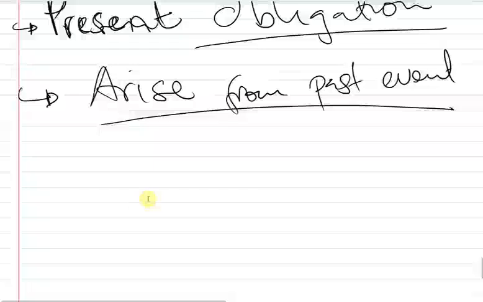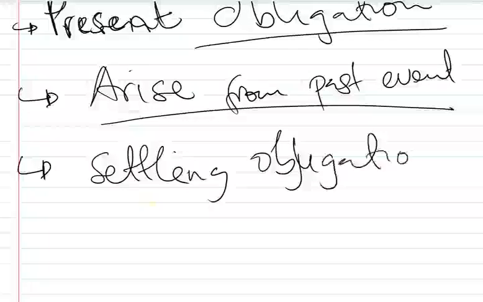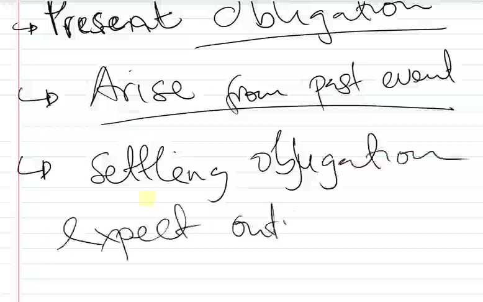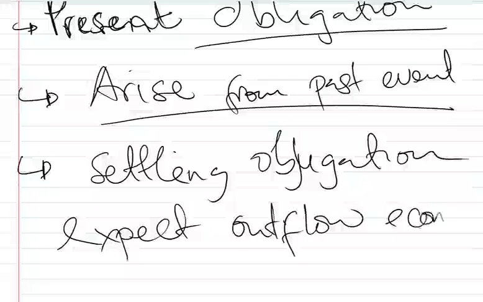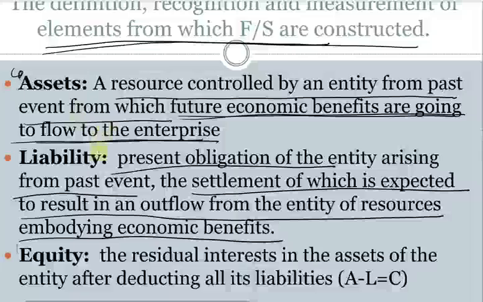And lastly, when you are settling this obligation, you should expect an outflow of economic benefit. So you're expecting that economic benefit will flow out of the entity because you are settling this obligation. I'll take money from the business and pay. So that's an outflow. So that's a liability.